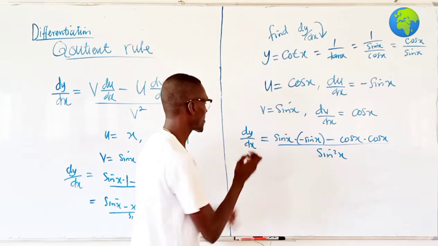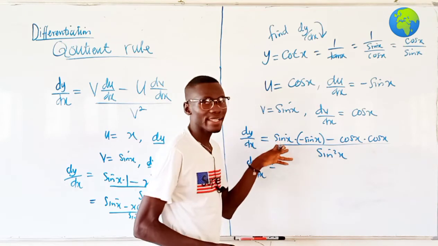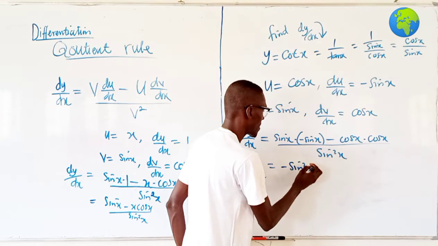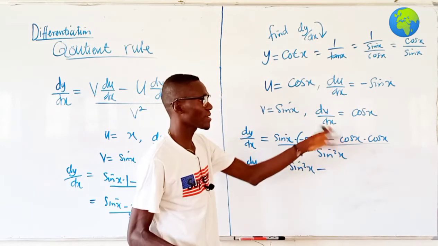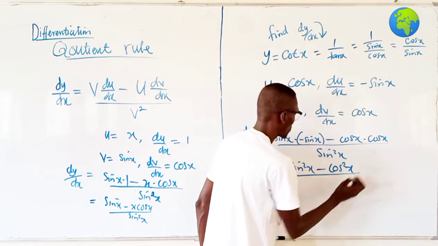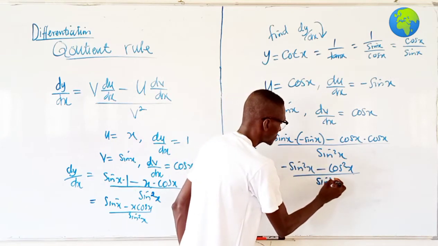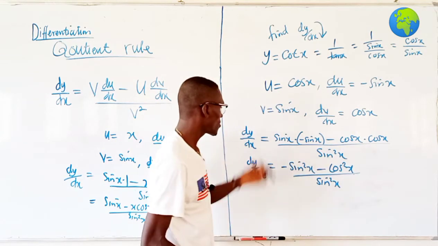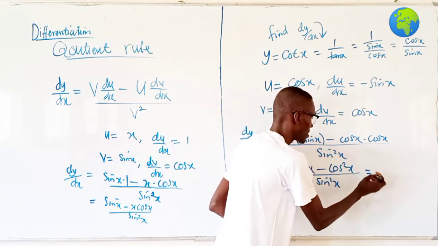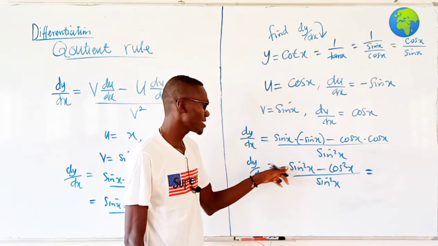So let's rearrange things. dy/dx equals sine x times minus sine x, which is minus sine squared x, then minus cos x times cos x, which is minus cos squared x, over sine squared x. There's something I'll be doing here that may confuse you, but calm down, you can understand it, because I can factor out something here. I have a negative, so I can factor out a minus.